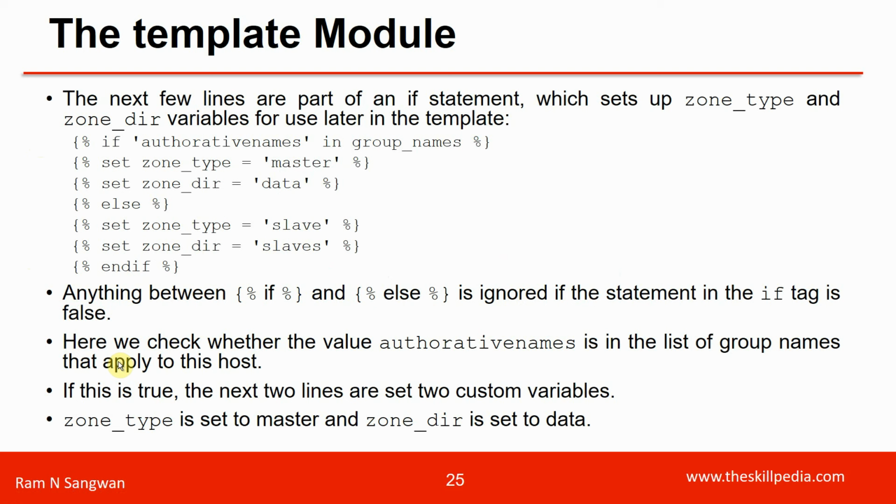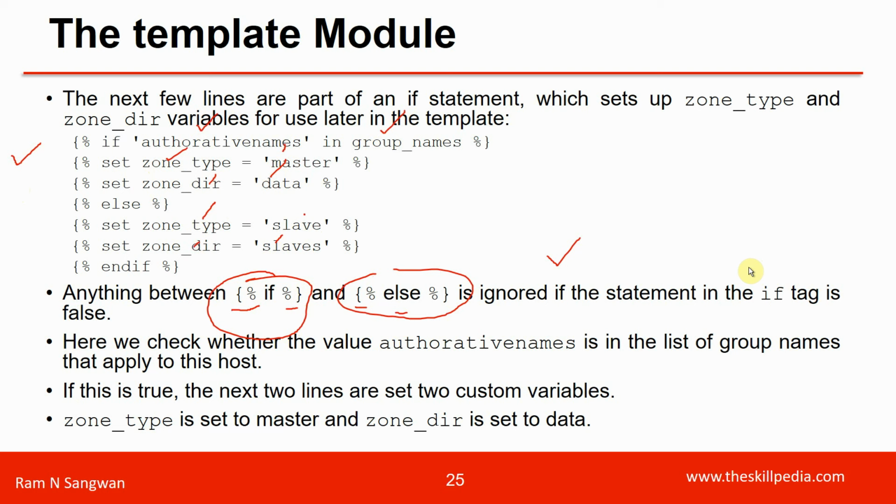The next few lines are the part of the if statement, which sets up the zone type and zone directory in our template to be used later in the template. So if authoritative name is in the group, set zone type as master, zone directory as data, else set zone type as slave, zone directory as slaves. Anything between this curly braces percent and percent curly braces, this is the if condition, this is the else condition, is ignored if the statement in the if tag is false.